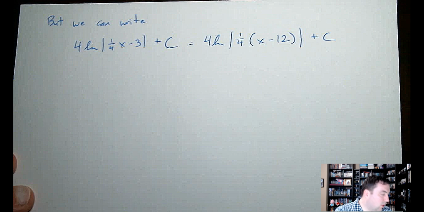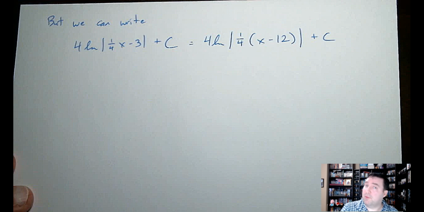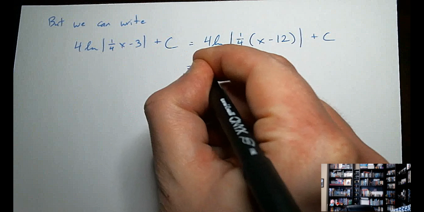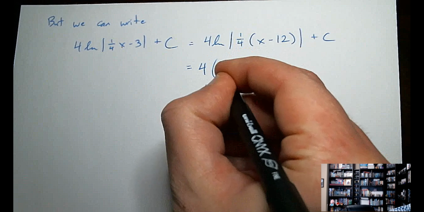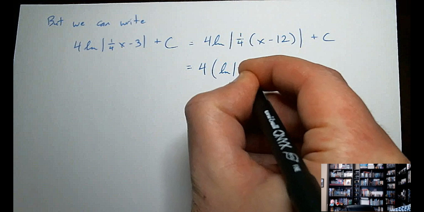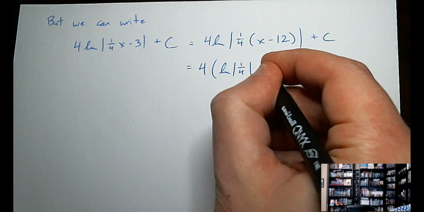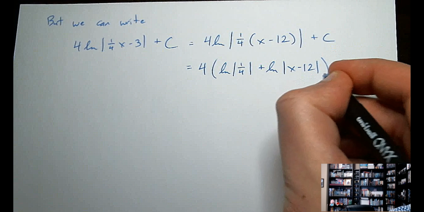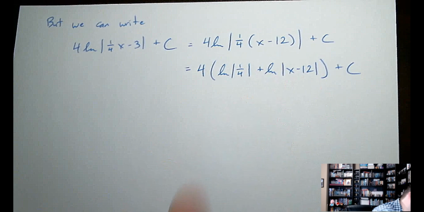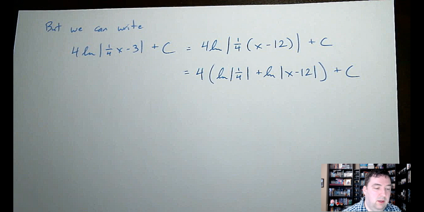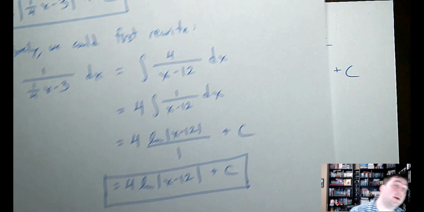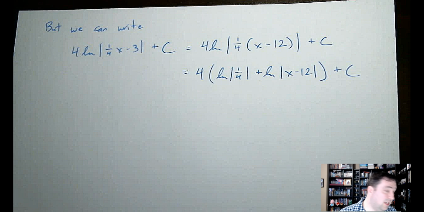And now we can recall that, well, logarithms have a bunch of different properties, but one of them tells us that the logarithm of a product can be written as a sum. So I can write this as 4 times the natural log of the absolute value of a quarter plus the natural log of the absolute value of x minus 12, plus c. And if that looks familiar, it should, because that's the expression we got from our second approach to evaluating this integral.